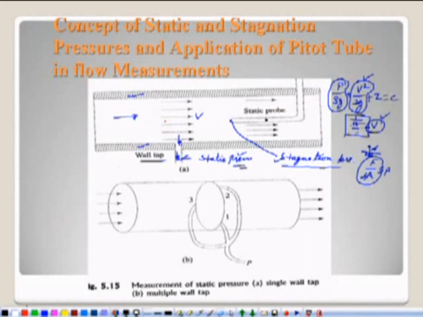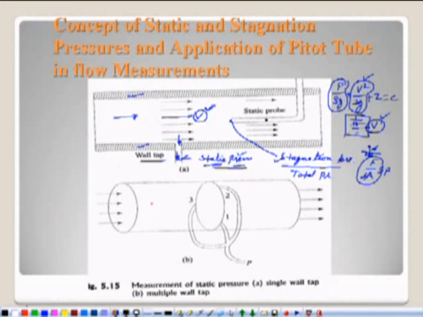So when this particle is moving with velocity v, then it possesses kinetic energy, and that kinetic energy can be converted into pressure. So at this point we will have both pressure due to static condition and pressure due to this velocity. When it is retarded isentropically to 0 velocity, then this tip will measure stagnation pressure, which is also called total pressure, right. So with the help of this simple example, we can distinguish what we mean by static pressure and what we mean by stagnation pressure.